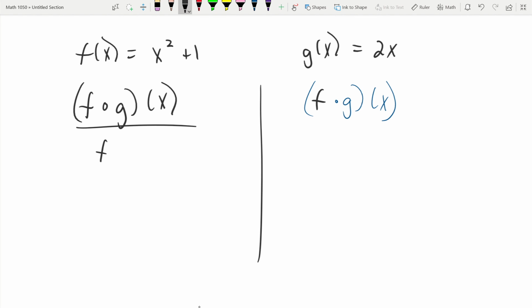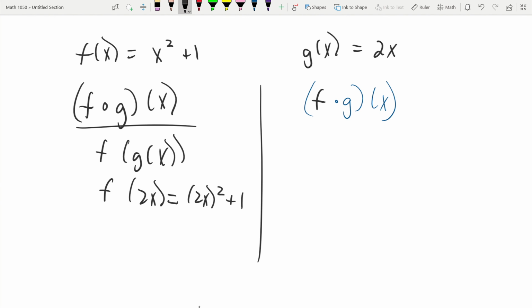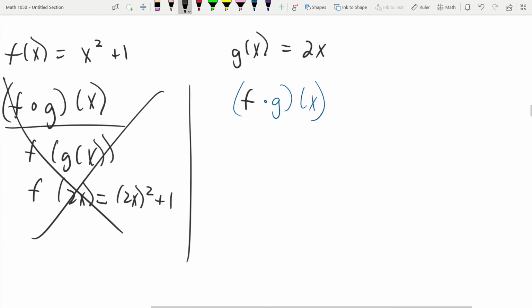This means take your f of x, and wherever you see an x, put in your g of x. So this would be f of 2x. So I'm going to go into that. It's going to look like this. Anyway, I'm not even going to do it. It's not going to be on your test. I haven't taught you how to do it.